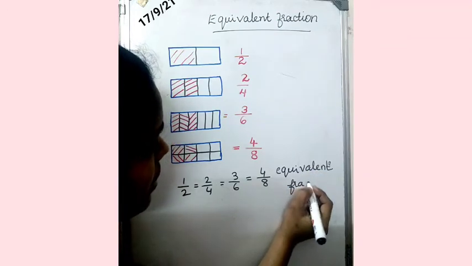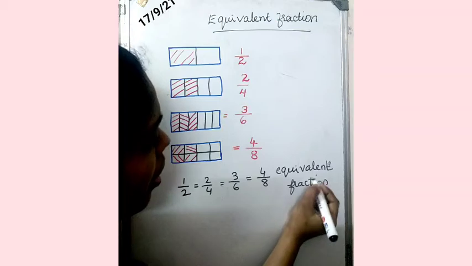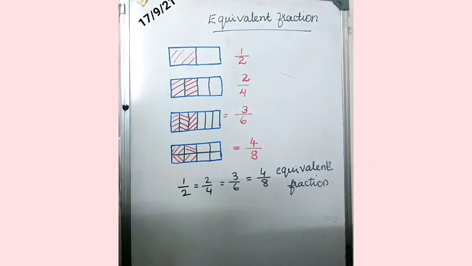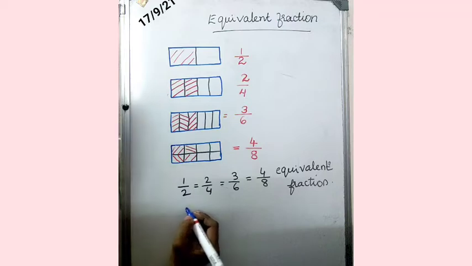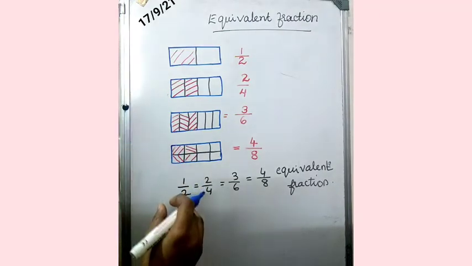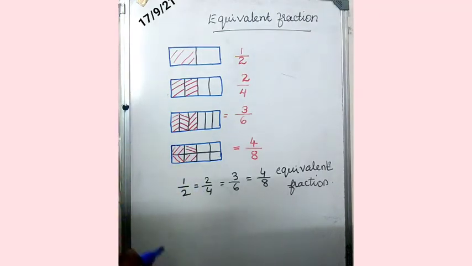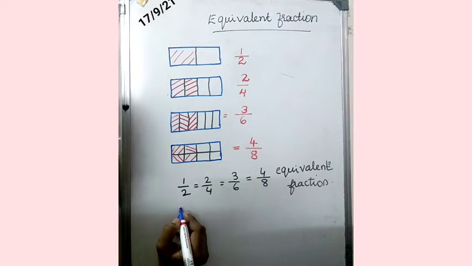Equivalent fractions. How will you get an equivalent fraction? To make an equivalent fraction, multiply or divide the numerator and denominator with the same number. Thus, we get an equivalent fraction.